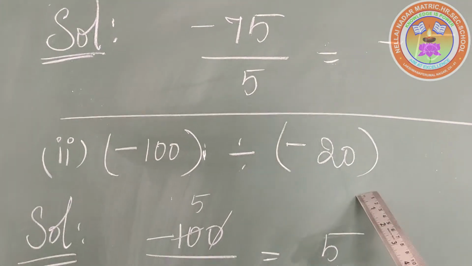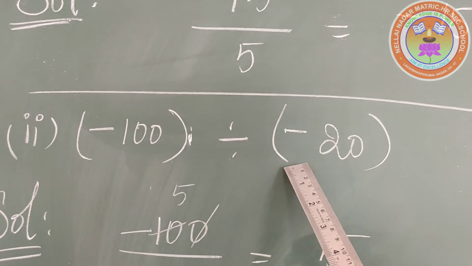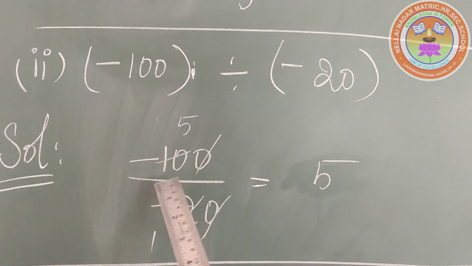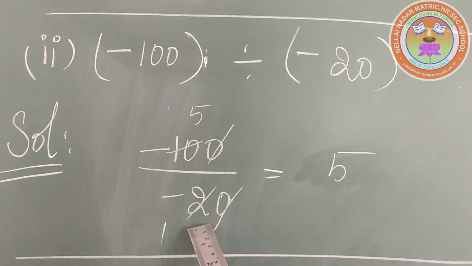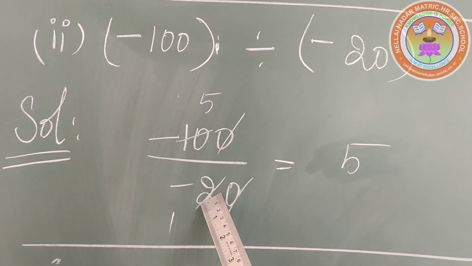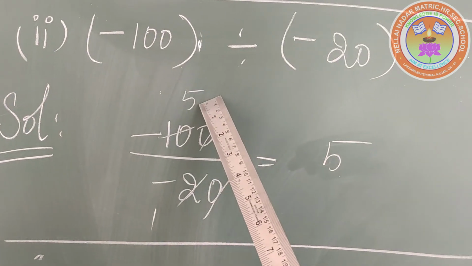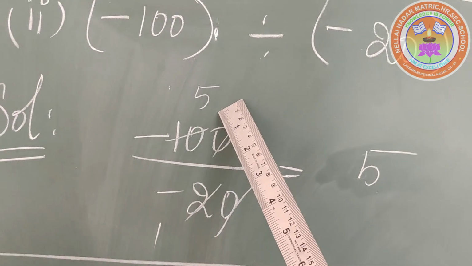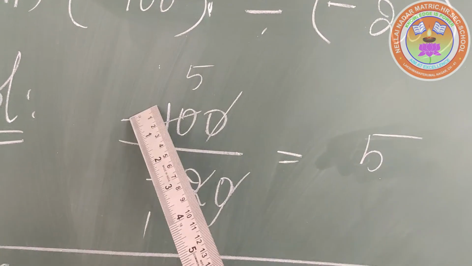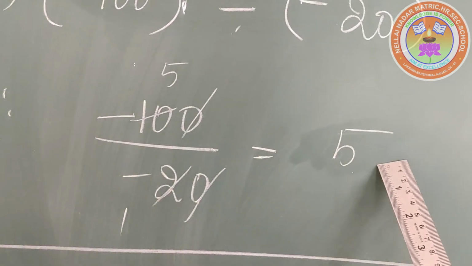Okay, now second one, minus 100 divided by minus 20. So now write the solution like minus 100 divided by minus 20. Now 0, 0 cancelled, 2 is remaining and 10 is there. 2 1s are 2, 10 is 5 times in 2 tables. So what is remaining in there? Minus 5 divided by minus 1. So minus and minus becomes plus. Balance 5 by 1 is 5.